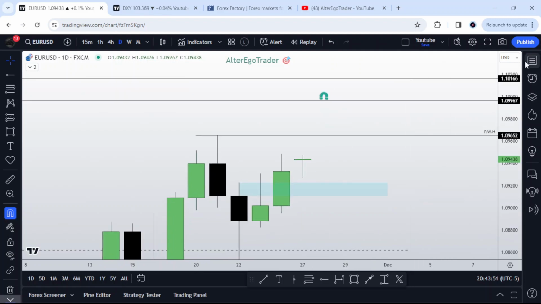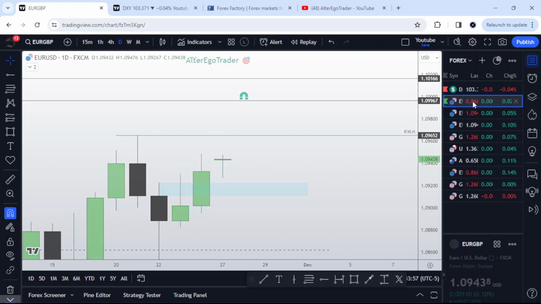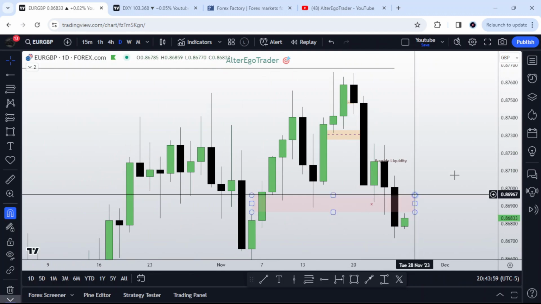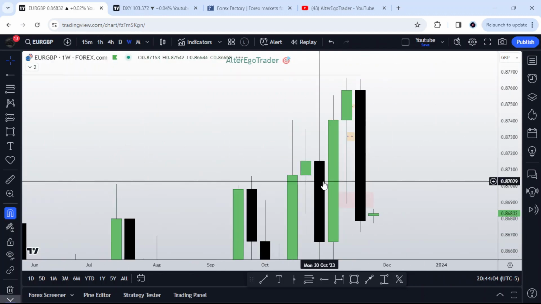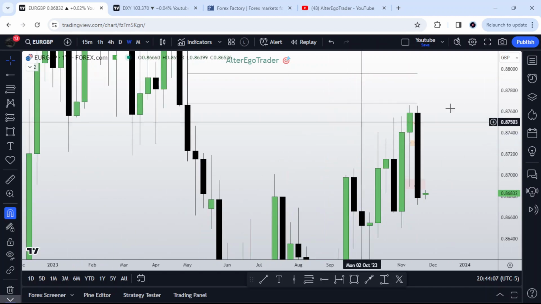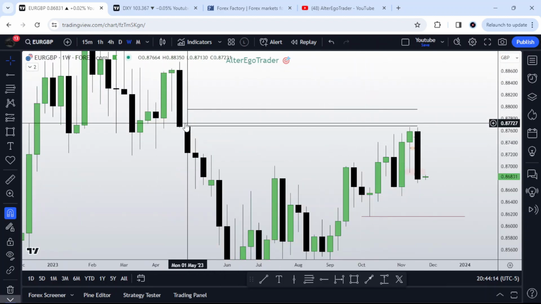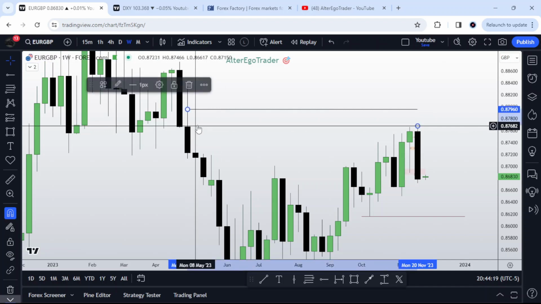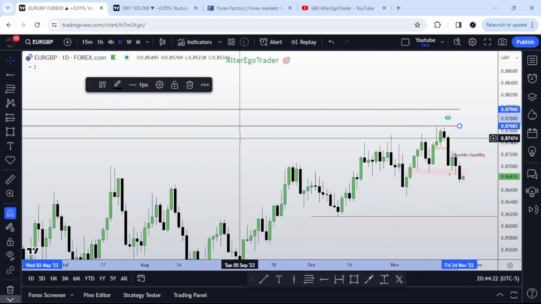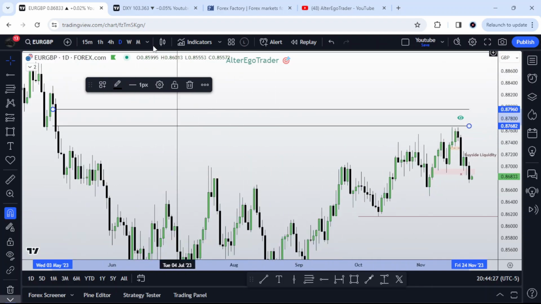All right. Let me go into euro pound. Okay. Euro pound, right? What I was trying to see happen in euro pound was, let me show you. Okay, this right here, these two lines, it's a daily fair value gap, right? So I wanted to see price reach into that daily fair value gap, but it didn't.